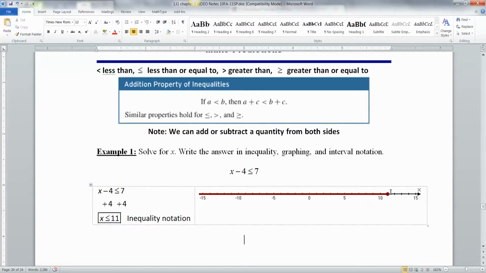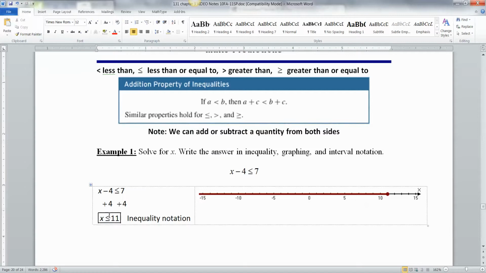Anyway, so you put the dot at 11. Now you can put an actual dot there because you actually get to be 11, right? It says x is less than or equal to 11, so you got to put a closed dot there. And then what you do is you want to shade either to the left or the right. In this case, because x is less than, right?